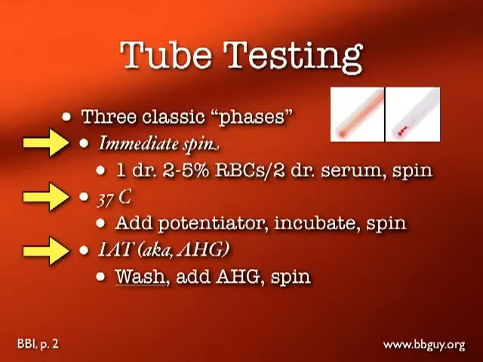In general, the antibodies that are most significant are those that react either at 37 degrees and/or at the IAT phase, specifically the IAT phase. That's certainly the most important phase. You see at the top of the screen on the right an example of a negative tube test on the left and a strongly positive tube test on the right.